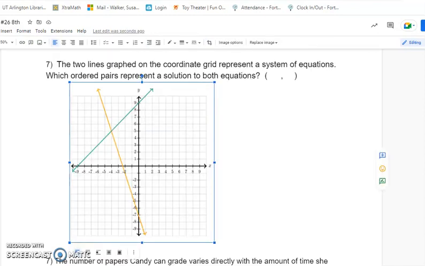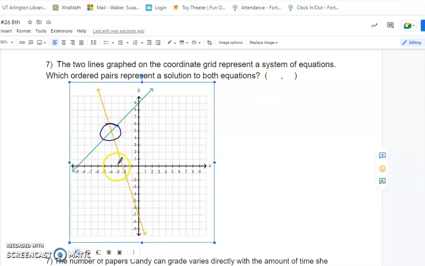Okay, so here's one that's a little newer. We've talked about it before, but here's an example, and it says, the two lines graphed on the coordinate grid represent a system of equations. Which ordered pair represents a solution to both equations? It should say the solution to both equations, okay? Here's my solution. Okay, that's where the lines cross. And your job is to put the ordered pair, okay?